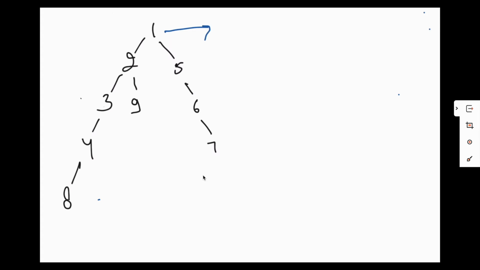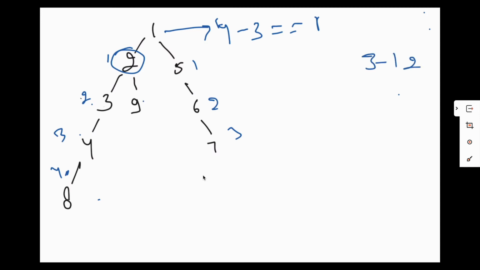So for example, here left height is 1, 2, 3, 4 and right height is 1, 2, 3. So this difference is equal to 1, so it's height balanced at the root. Then we need to call the same function for the left subtree, and we'll come here and again calculate. The left subtree height is 1, 2, 3, and the right subtree height is 1. So 3 minus 1 is 2, which is greater than 1, so we need to return false.